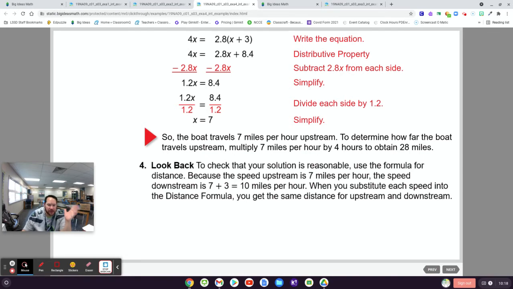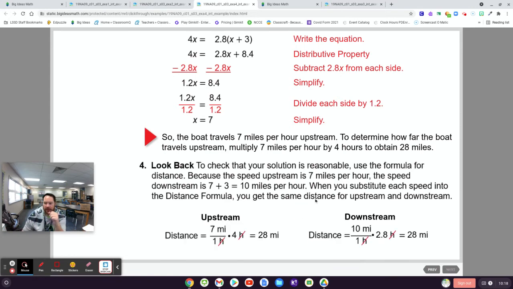Okay, and you should also verify that the answer makes sense. So take a look at that and see if you agree with their description of why this answer does make sense. Okay, you can also verify it by doing this, showing that the distance is the same, both upstream and down. All right, so that's solving.